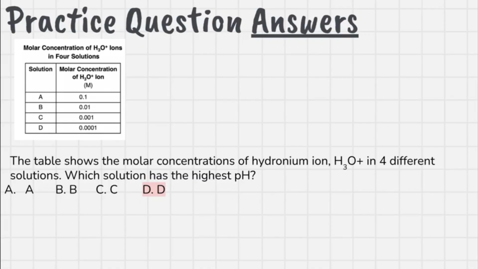The table shows the molar concentrations of hydronium ions in 4 different solutions. Which solution has the highest pH? The answer is choice D. When solutions have a higher pH, they become more basic. Therefore, the concentration of hydronium ions will decrease. The answer should be the one with the least amount of hydronium ions, which is choice D.